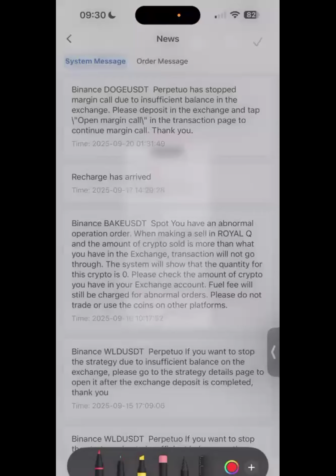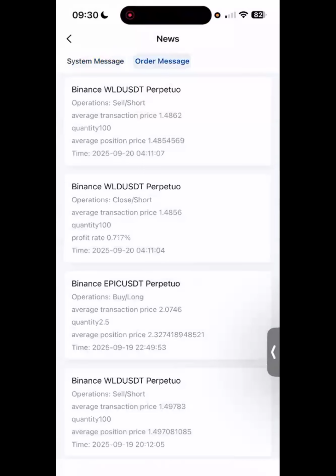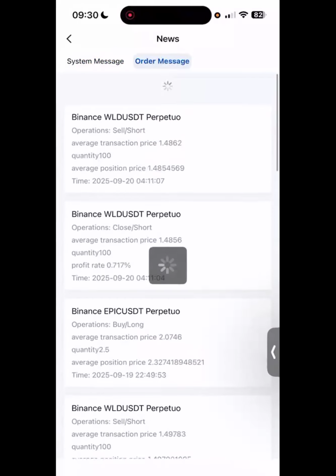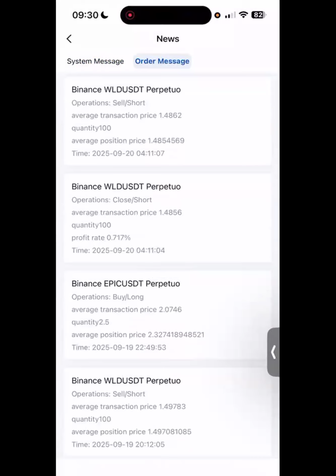Now, let us move to order message. Under the order message, there are only two types of messages we should expect anytime the RoyalQ robot makes purchases or anytime it sells. You are being notified here under the order message, be it spot or futures.